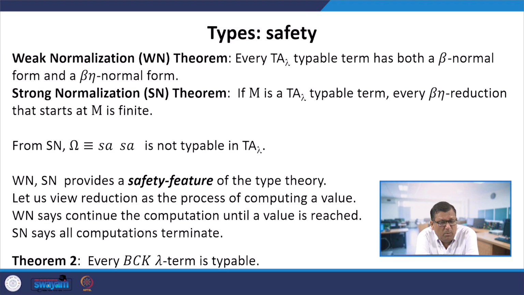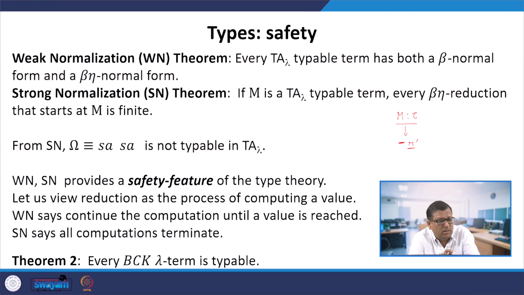Now the strong normalization theorem says if M is a TA lambda typeable term, then every beta eta reduction that starts at M is finite. That means if M has some type tau, and we are doing a beta eta reduction on M, whatever reduction we do on M is finite. After some finite number of reductions, it is going to come to some point, say M prime. So this is the strong normalization theorem.